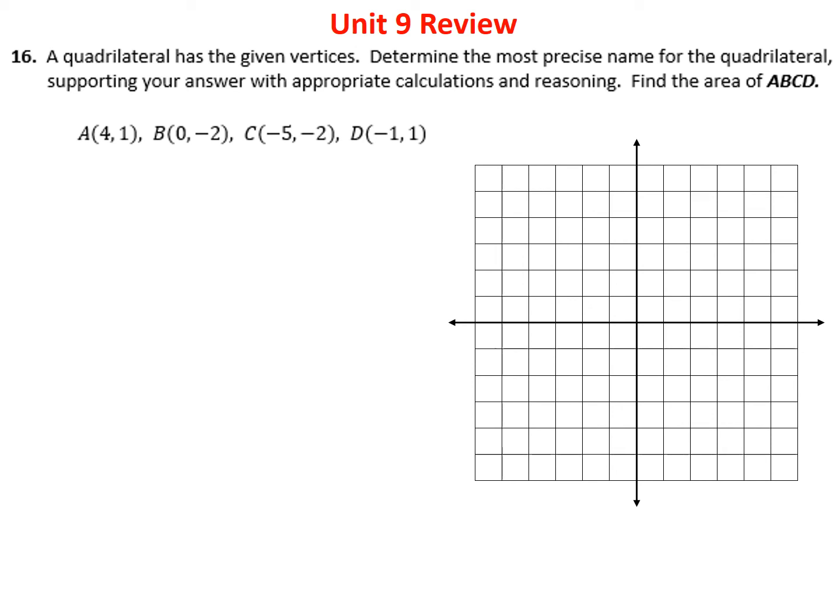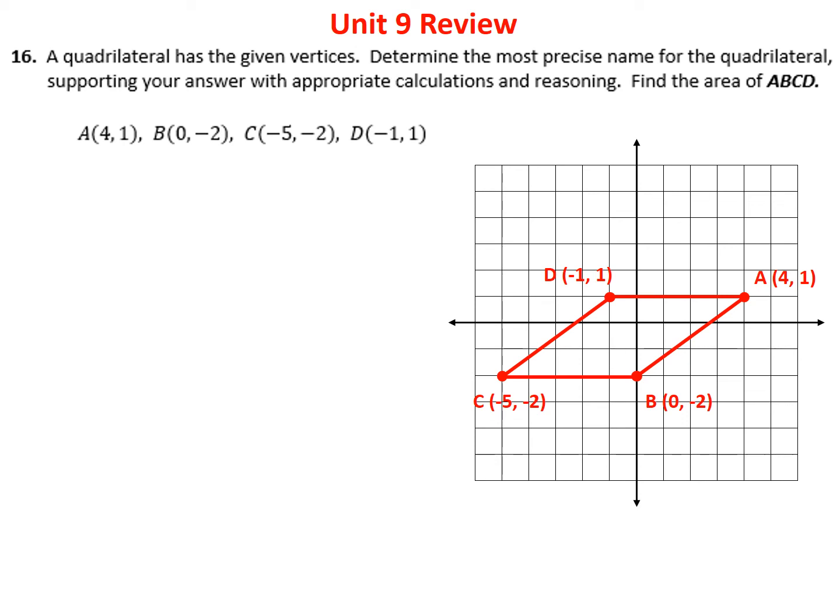First point is 4, 1. So from the origin, count 4 to the right and up 1. Point B is 0, -2, so we stay there, no right or left, and just go down 2. Point C is negative 5, negative 2. That means 5 to the left and then down 2. And the last point, negative 1, 1, means 1 to the left and 1 up. And there's our parallelogram. Okay, we can see it's a parallelogram, but now we've got to prove it.